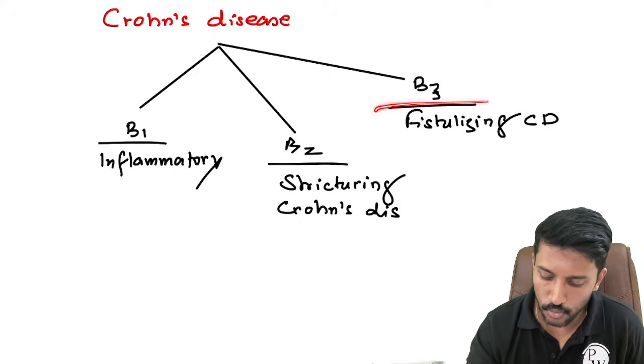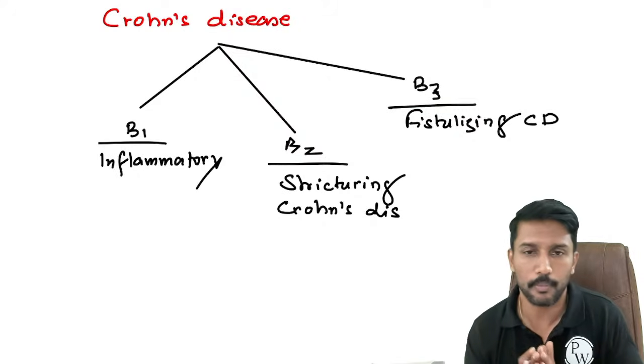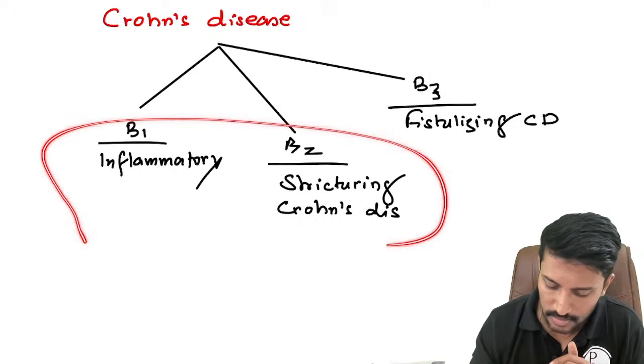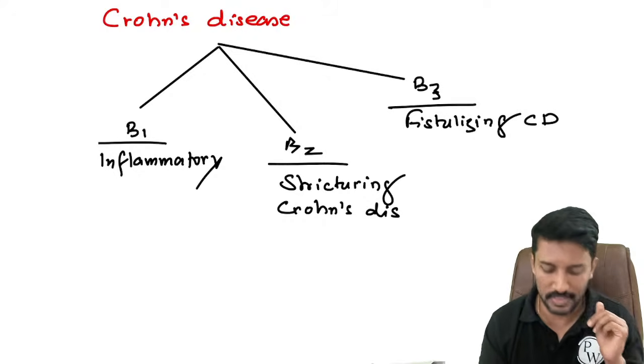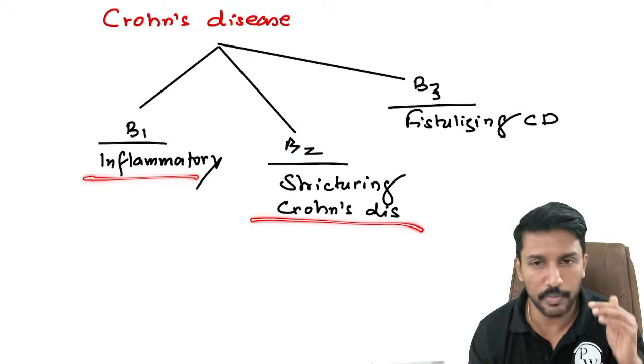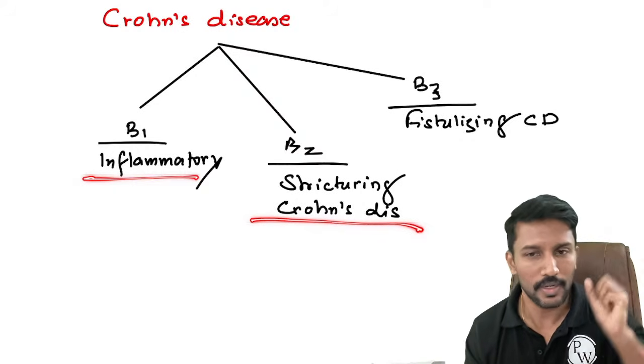So first we try to control the disease process, then we will switch to maintenance. For these patients, we can follow what is called a step-up approach. Means start with the first line agents. If they are not helping, go to second line. If they are not helping, go to third line.